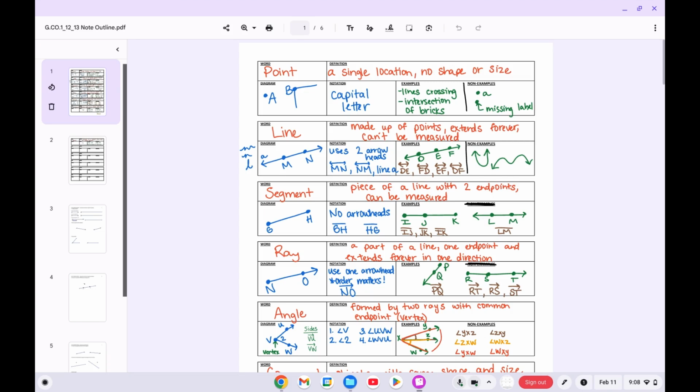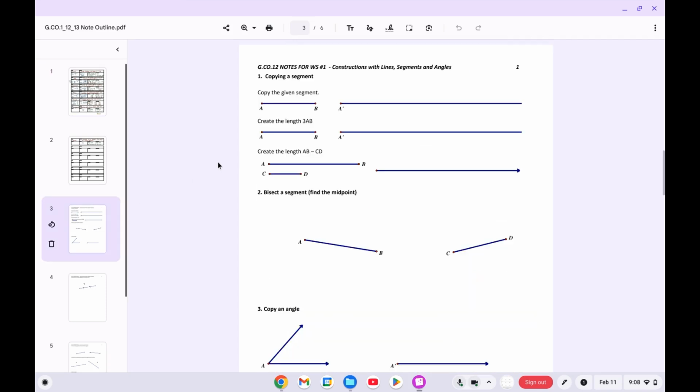Today, we're going to kind of switch gears a little bit. We're not really going to be on our vocab sheets. We're going to be on this page instead, and we're actually going to start doing some constructions here. So constructions is something that we do in geometry to replicate or recreate something that they already gave us.